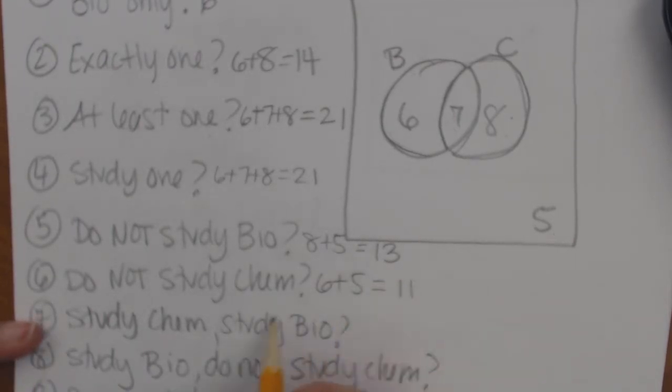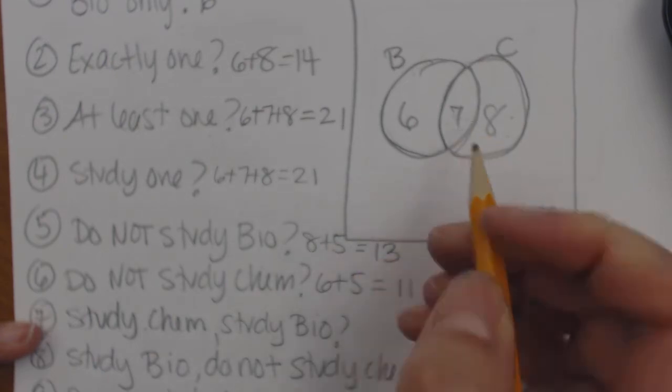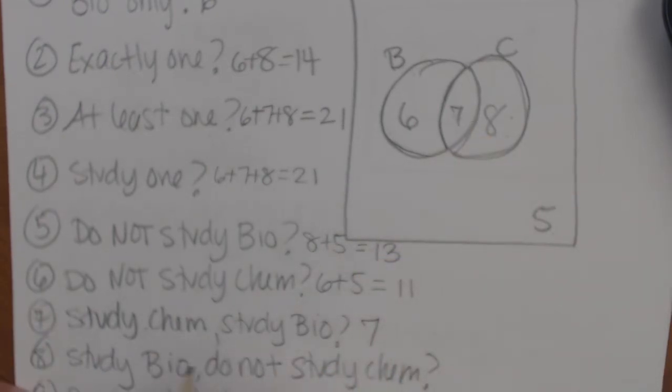Study chemistry, also study bio. That's what this question is asking. Study chemistry and also study bio. So they're asking for both here, so that's just going to be our 7.